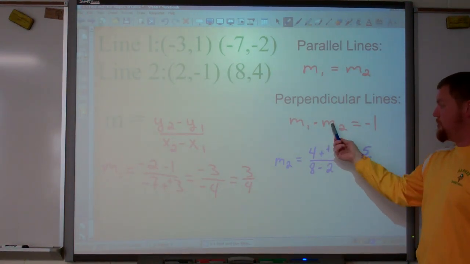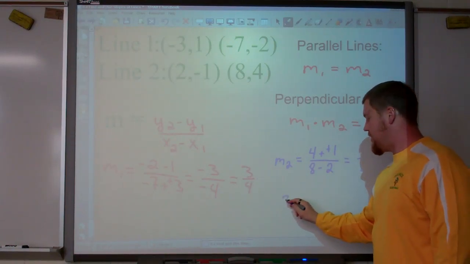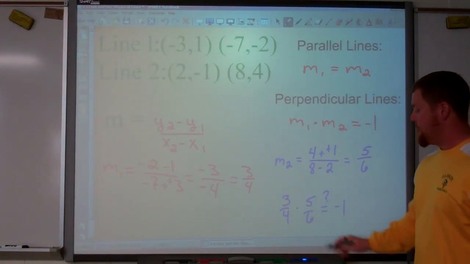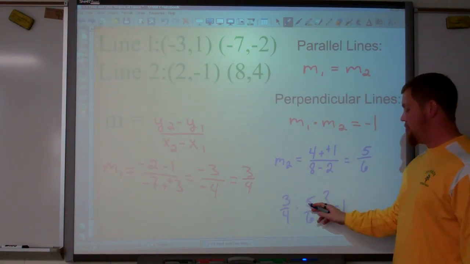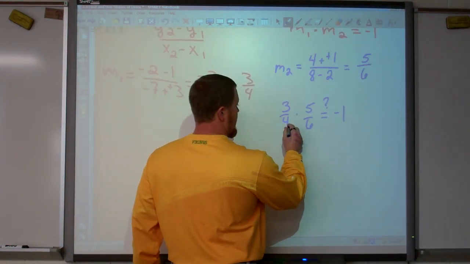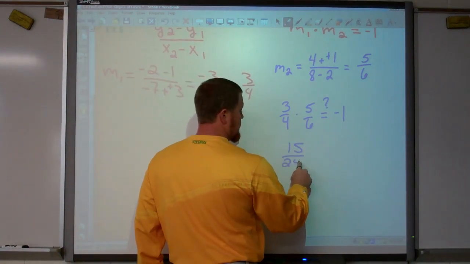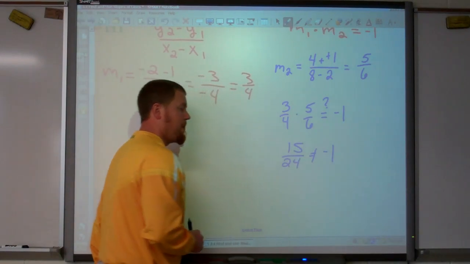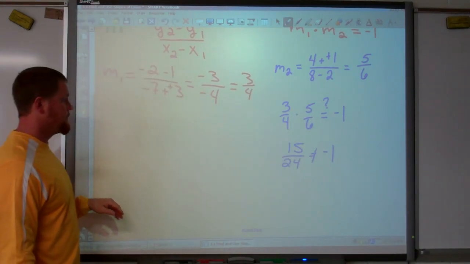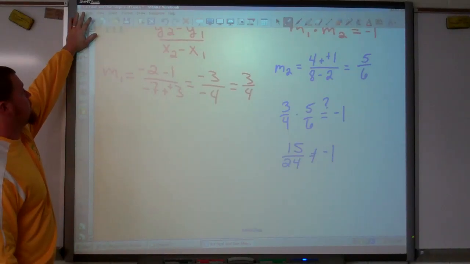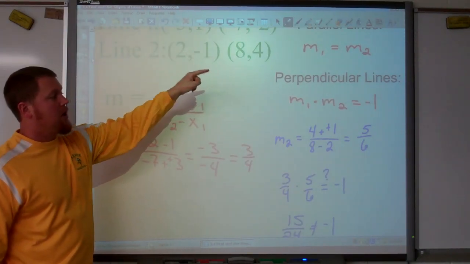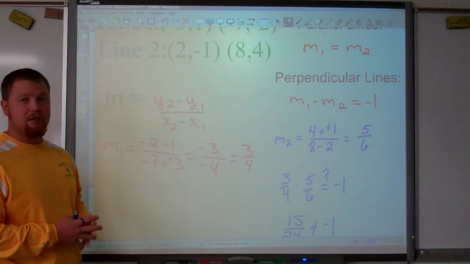Okay? Now, if you do multiply them, because you don't recognize you have positive times positive, that's fine. You get 3/4 times 5/6. And the question is, does it equal negative 1? Well, how do you multiply fractions again? Multiply the numerators. 3 times 5 is 15. And then multiply the denominators. 4 times 6 is 24. And do you get negative 1? Obviously you don't. Just a refresher on how to multiply fractions: multiply the numerators, multiply the denominators. So again, to reiterate, line 1 and line 2 are not parallel and they're not perpendicular. They just simply intersect.